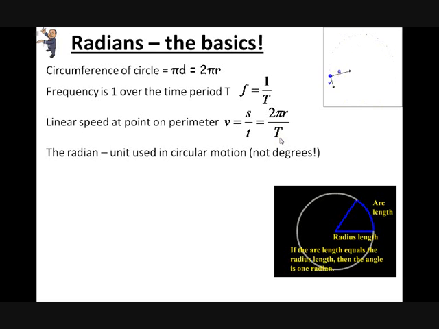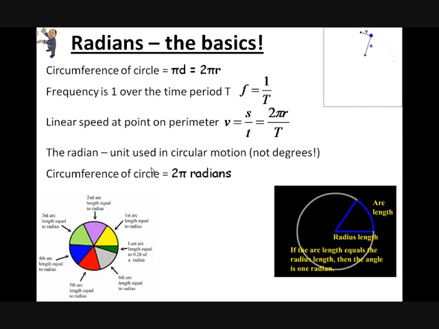So what do we mean by a radian? Well, this is the radian. It's always used in circular motion, not degrees. And to get an idea of what a radian means, a complete circle is 2 pi radians. So 360 degrees is 2 pi radians. Where does that come from? Well, this is the nicest diagram to look at.